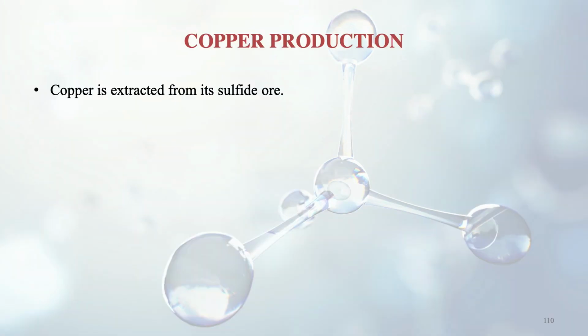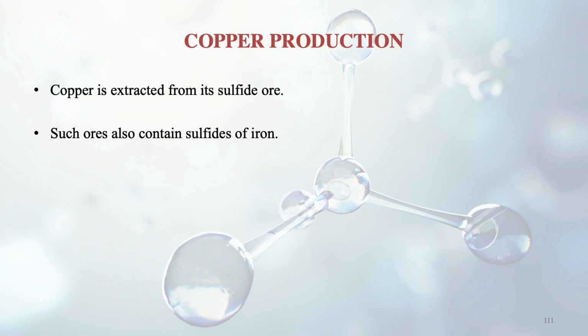So how do we produce copper? Copper is also extracted similar to the aluminium case. It is extracted from its sulfide ore. Suppose copper sulfide is there, then we will extract it from that. Such ores also contain sulfides of iron. Iron is a very abundant material, so it acts as an impurity in various places.